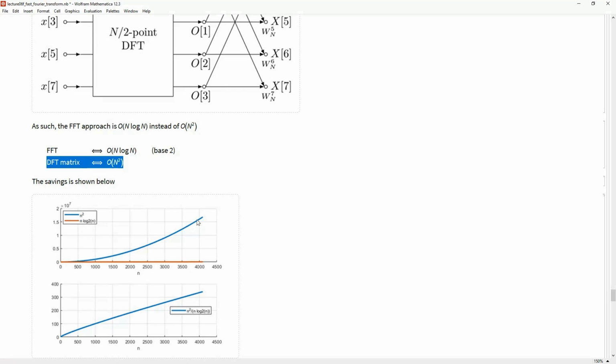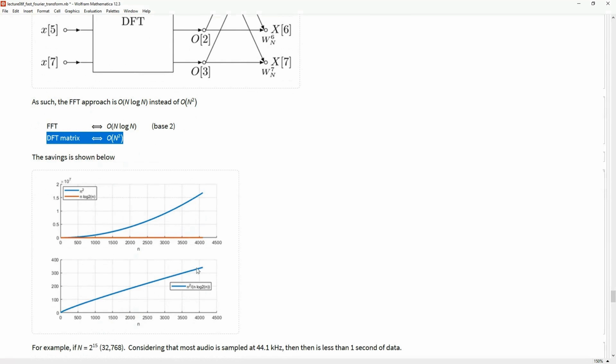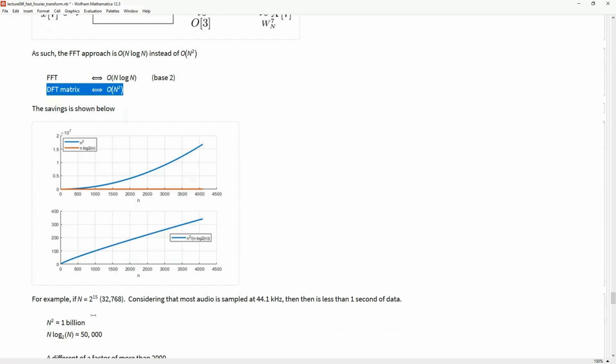In fact, if I divide the blue line by the red line, I'll get an idea of the order of savings. You can see here that this is basically a multiplication factor of how much slower the full thing is than the FFT. And by the time you're here at 4,000 samples, you're getting savings of 400 times, right? So for example, just to put some concrete numbers, let's look at n equals 2 to the 15, which is 32,768, right? And that's really not a lot of samples. Let's say you have data that is 32,000 samples.